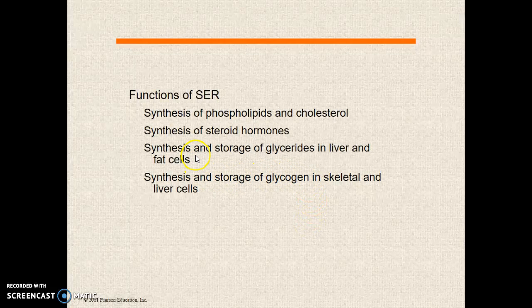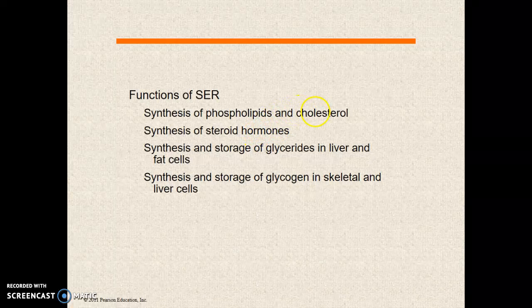Smooth ER. A little more detail on the functions of the smooth ER are synthesis of phospholipids, which are found in our cell membrane. Synthesis of cholesterol, which is also found in the cell membrane. Synthesis of steroid hormones. Steroid hormones use cholesterol as their base. Steroid hormones are hormones like estrogen and testosterone.